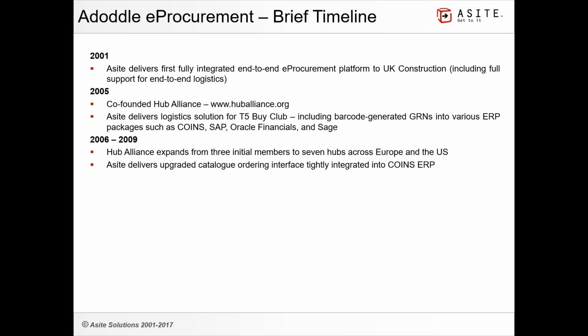We also worked on T5, delivering an inventory management solution and making it easy to replenish stocks using barcode generated GRNs. As soon as stock levels were low, a message would be sent to the hub and stocks would be replenished. We expanded our Hub Alliance hub from 2006 to 2009, so we connected more hubs into the platform, making it easier for more and more buyers and suppliers to connect with each other.